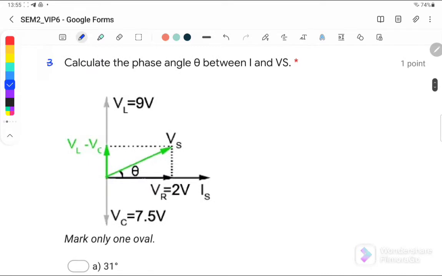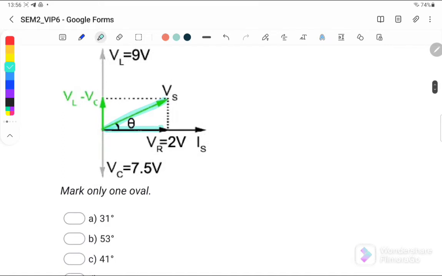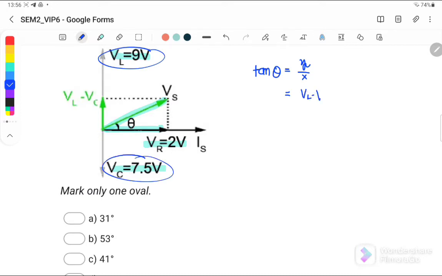Third question. Calculate the phase angle theta between I and Vs. We can use either cos theta or tangent theta. Since we have VL, VR, and VC, we can use tangent theta, where tangent theta is equal to the y component over the x component. The y component is VL minus VC.